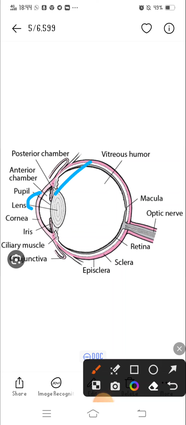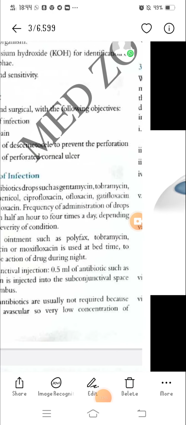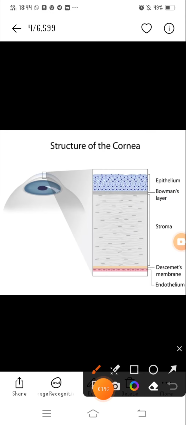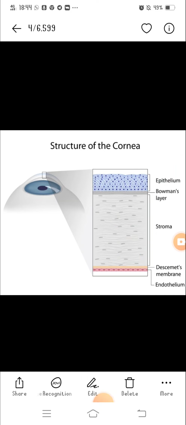So we can define descemetocele as whenever the stroma of the cornea is destroyed, the descemet's membrane is exposed, and descemet's membrane bulges out through the defect. Okay, like this. Whenever the stroma is destroyed, this is destroyed, this is destroyed, then descemet's membrane may bulge out, and it will produce descemetocele, and it can also lead to the perforation of the corneal ulcer.